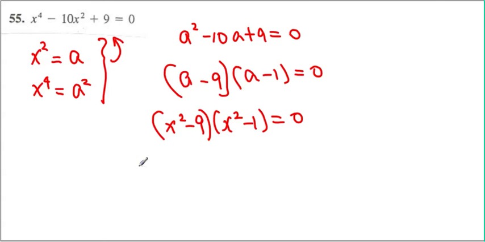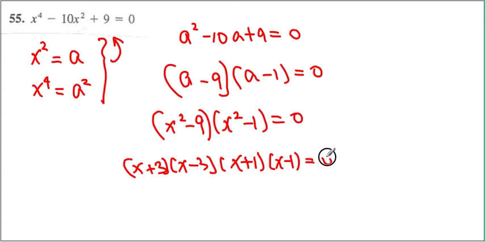This is factorable once again. We end up having x plus 3, x minus 3, and x plus 1, x minus 1 equals 0. Then what do you realize about x? x can be equal to negative 3 or positive 3 from here, and negative 1 and positive 1. So 4 of them are our answers.